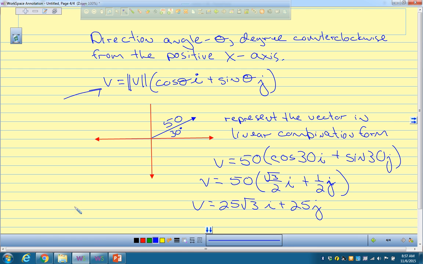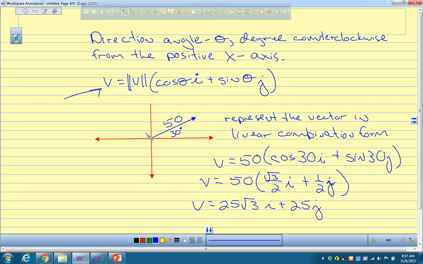You understand that? Okay? So if you were to throw a baseball or something like that at 50 miles an hour at a 30-degree angle, it's going across, right, at 25 root 3. I'm not sure what that is, about 40 point something, right? And it's going up at 25 miles an hour, you see? So it's going across at this, like 40, so it's going this way.